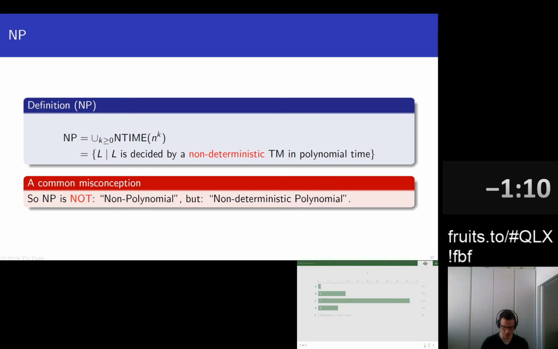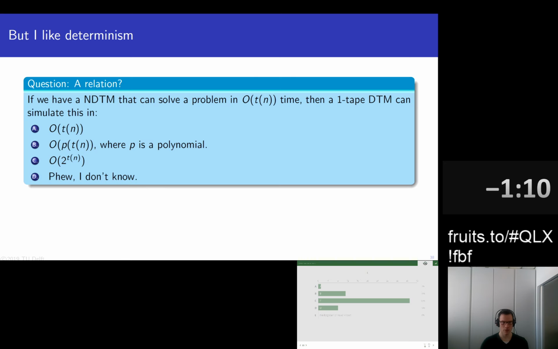A common misconception is that NP is for non-polynomial. This is absolutely false. NP is the abbreviation for non-deterministic polynomial. It's still polynomial time. The only difference is that I've gone from a deterministic machine to a non-deterministic machine. And this makes all the difference in the world. Because as it turns out, non-deterministic Turing machines can use time in an altogether different way. And my question to you is, how can they use it?